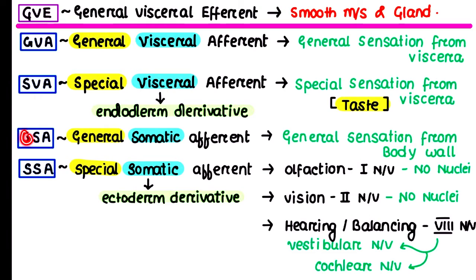Similarly, talking about GSA, general somatic afferent. That means it is receiving general sensation from our somatic body wall, right? From our body wall.